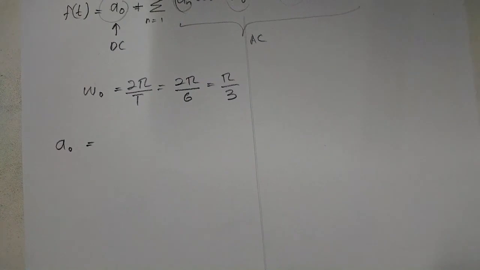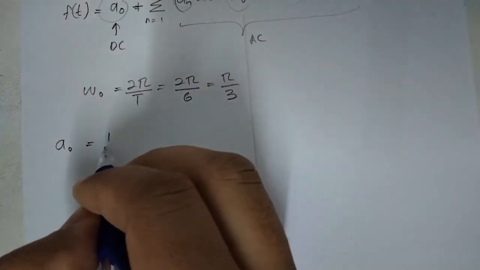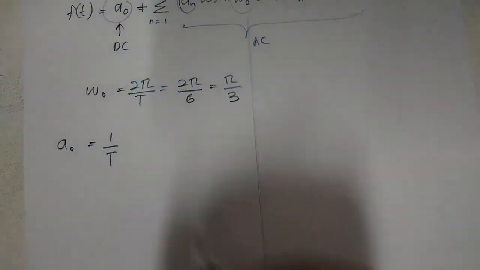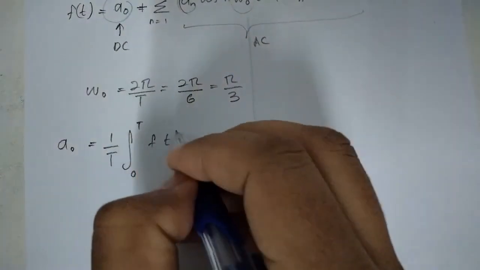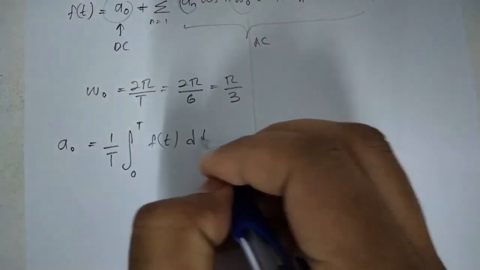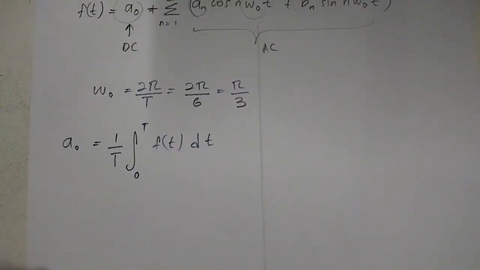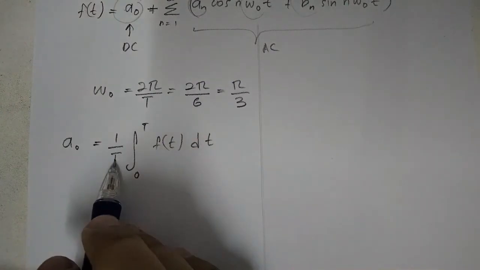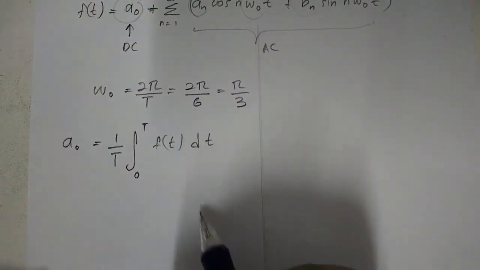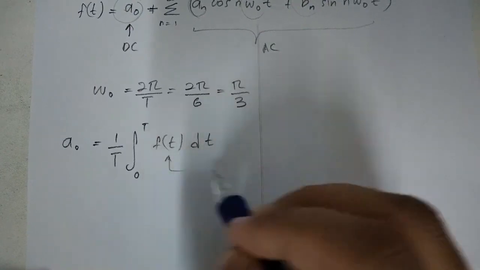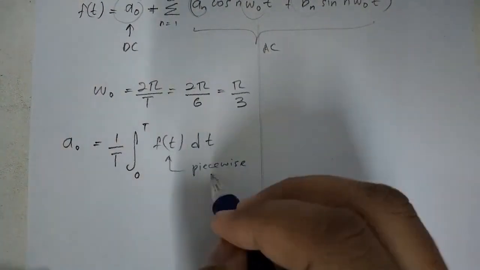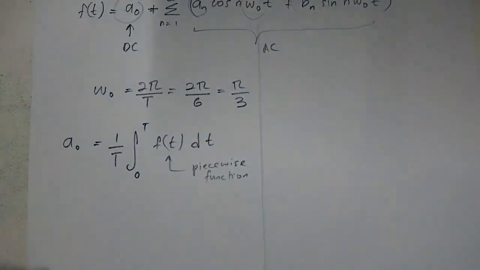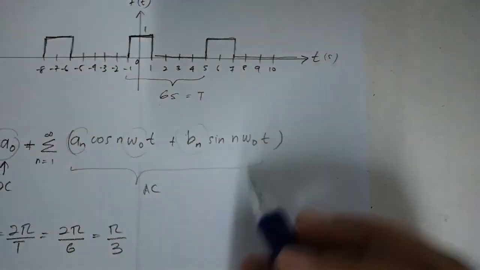So what is the equation for a0? a0 is 1 over T, integration from 0 to T, f(t) dt. We know T is 6. Now we need to know what is f(t). So f(t) is the piecewise function of the waveform. So what is the piecewise function of the waveform?